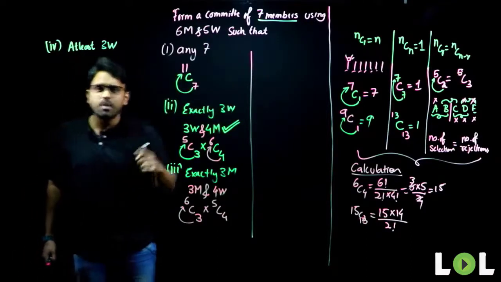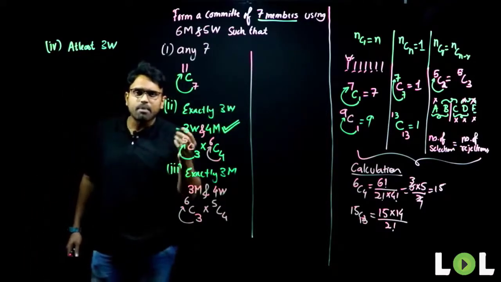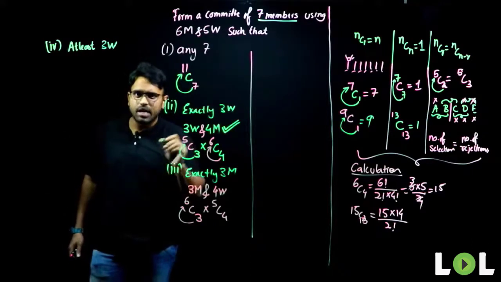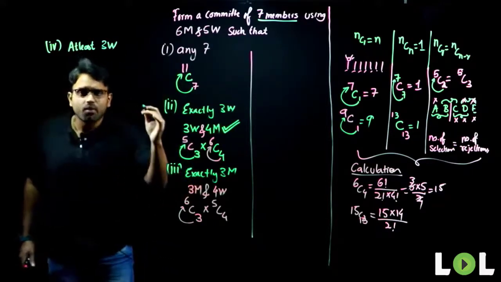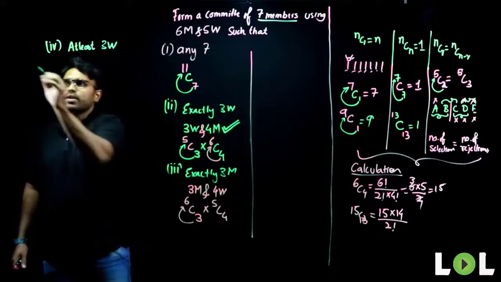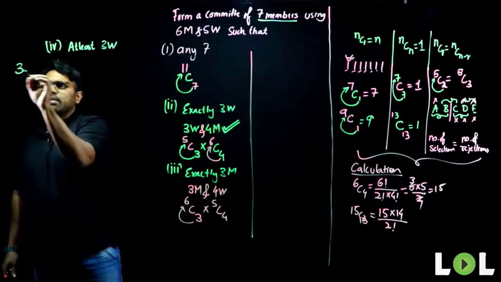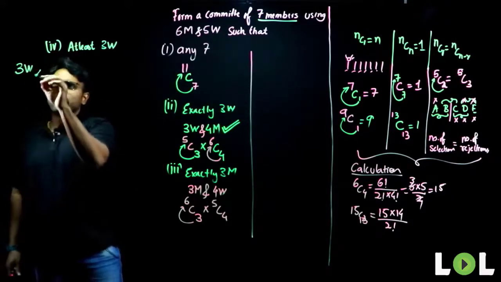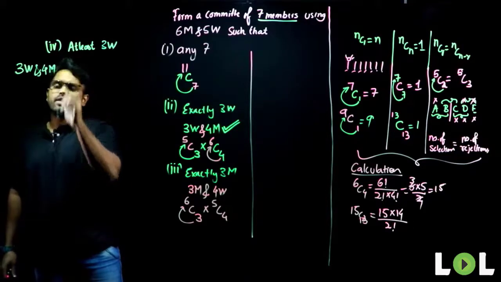At least 3 women meaning what? At least meaning minimum of 3 women must be there. Can the number of women be more than 3? Yes, of course. So, language part I will deal with it. 3 women are there. If 3 women are there, how many men will be there? 4 men will be there.